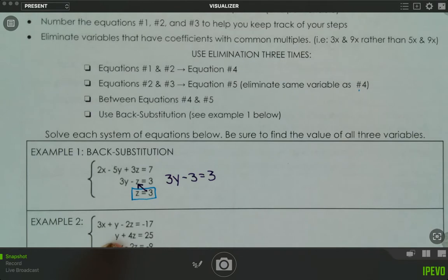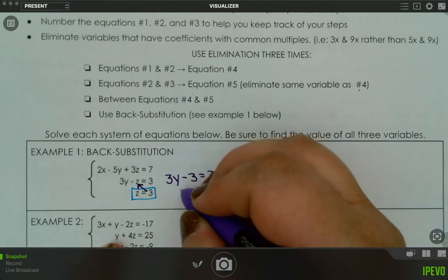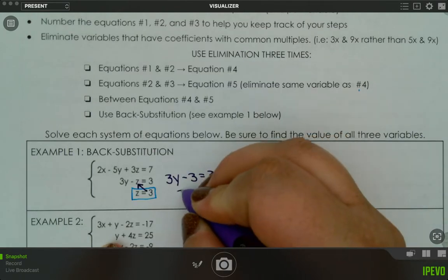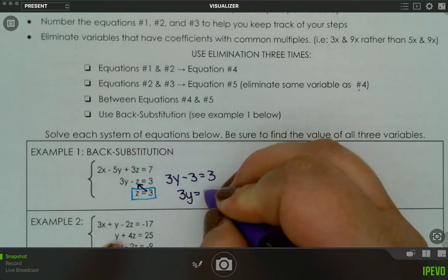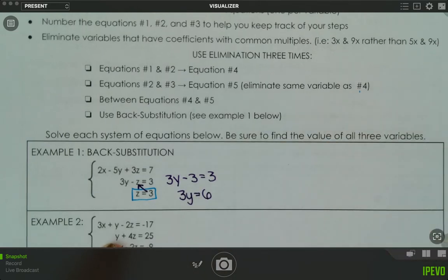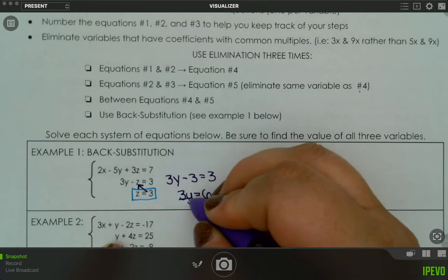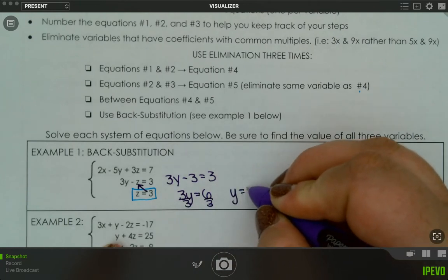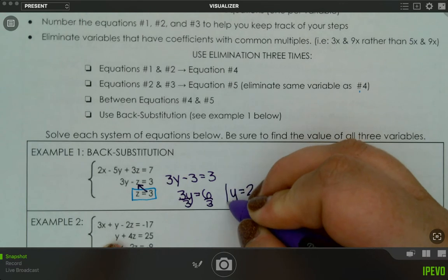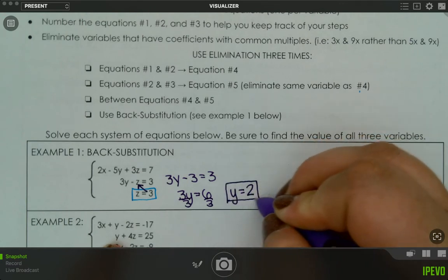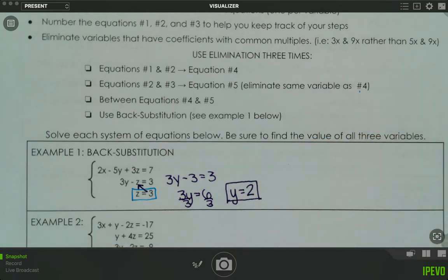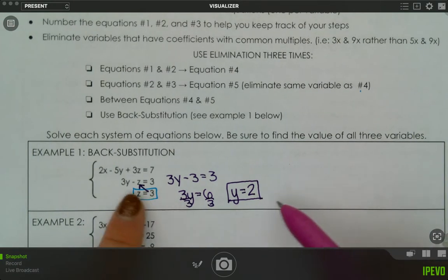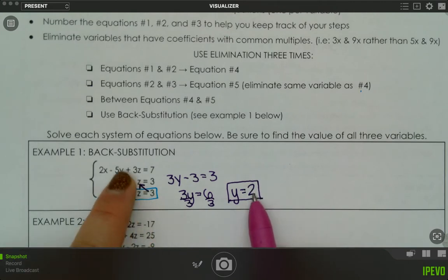And then you're going to solve this equation. I'm going to add this 3 to the other side. And then I'm going to divide by 3. And I get y equals 2. So now I know z and y, and now I'm going to find x. Now I need to plug both these back into the top one.